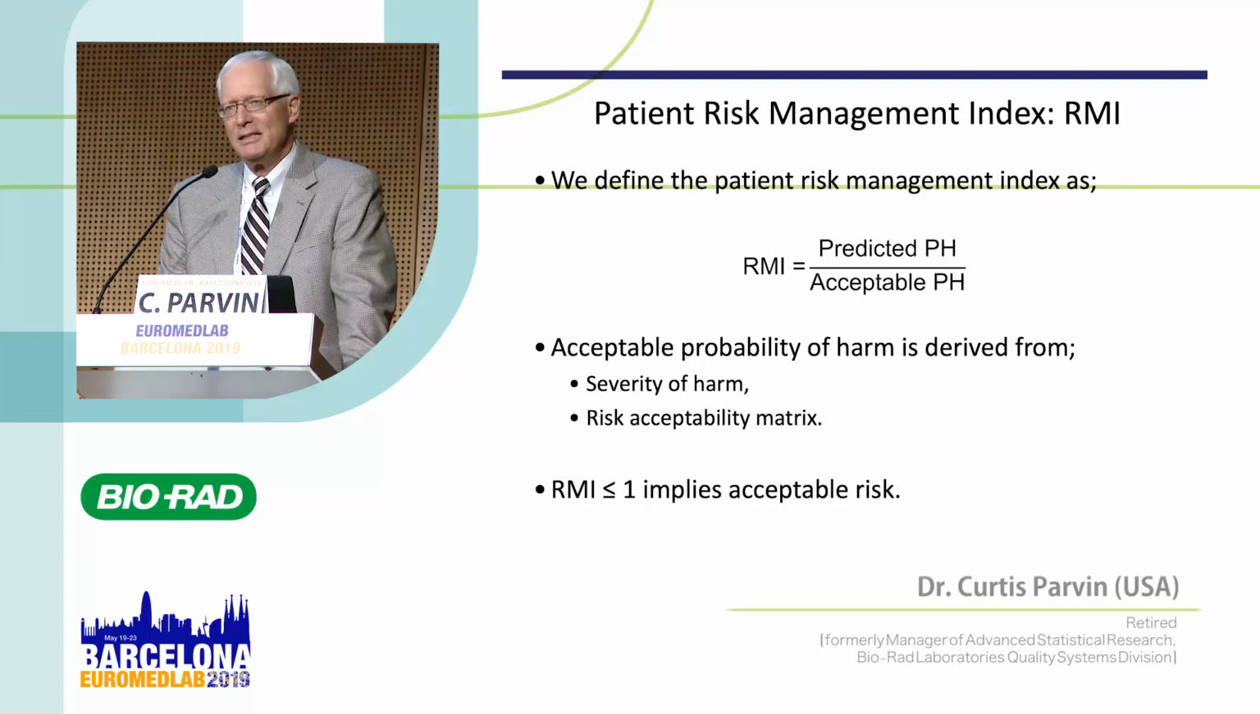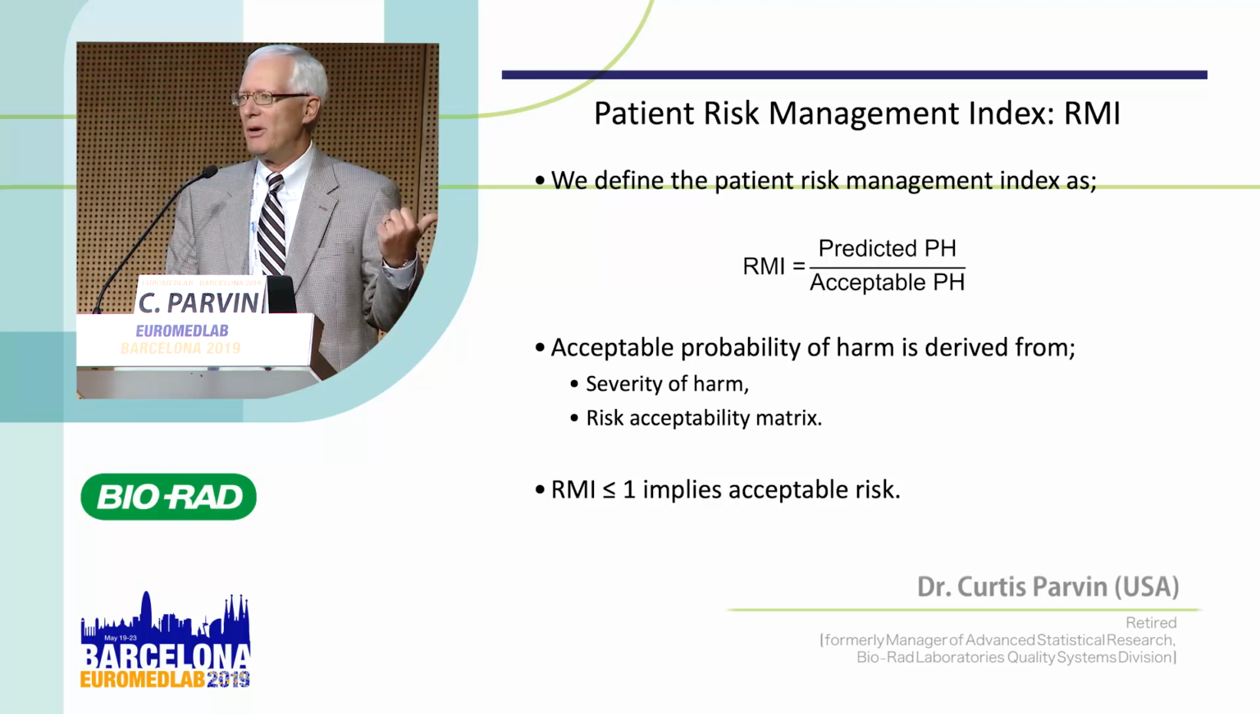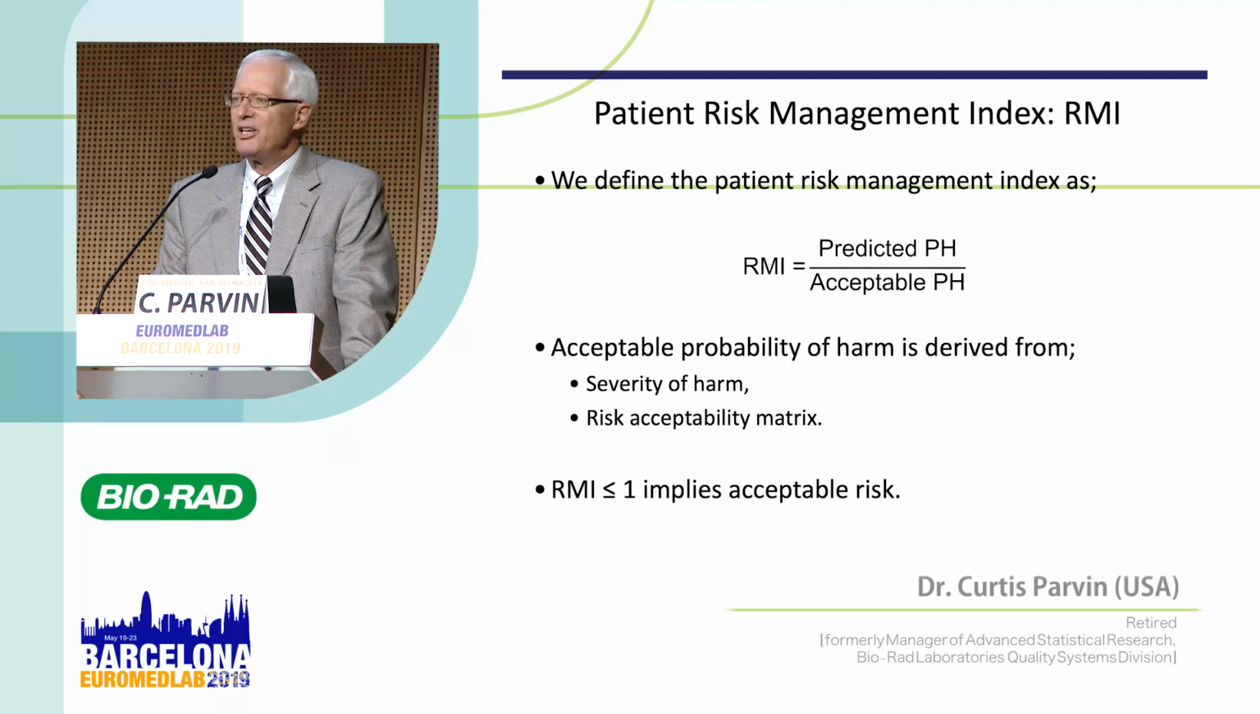Now, let's consider defining what I'll call a risk management index. The risk management index will be the predicted probability of harm, the thing we just talked about, a way of being able to compute, divided by the acceptable probability of harm. And the acceptable probability of harm that we'll use will be based upon the assessed severity of harm and a risk acceptability matrix.